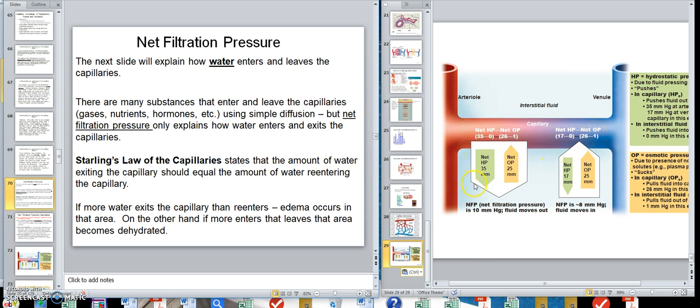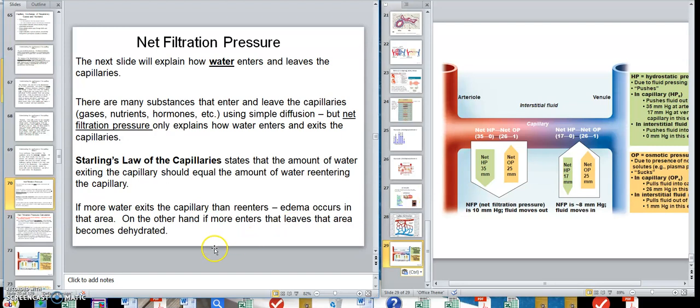If you put more water out than you brought back in, you'd get edema, because you'd have more out here. Vascular edema, called angioedema. If you pull more back in than you put out, it would get dehydrated. So what has to happen? You need to put as much out as you bring back in. All right.